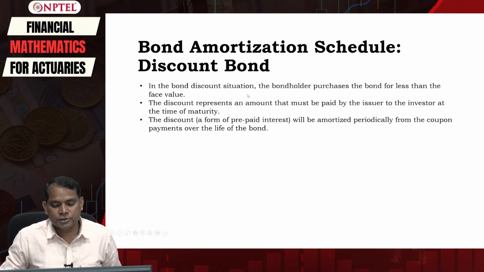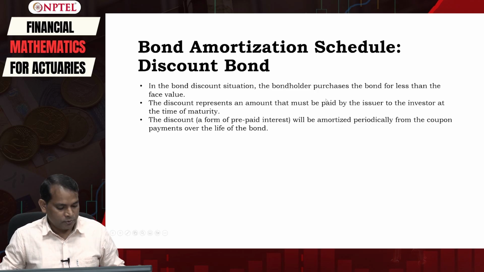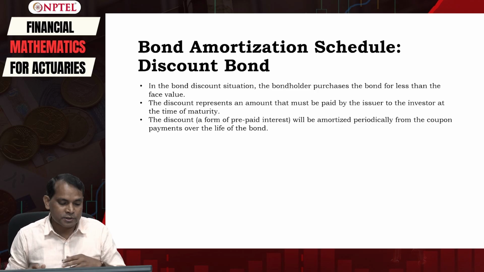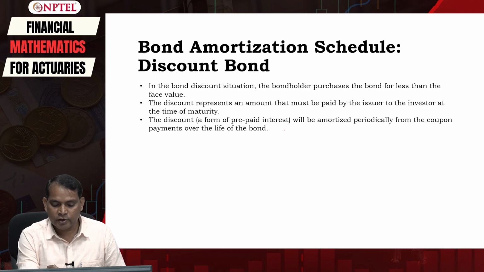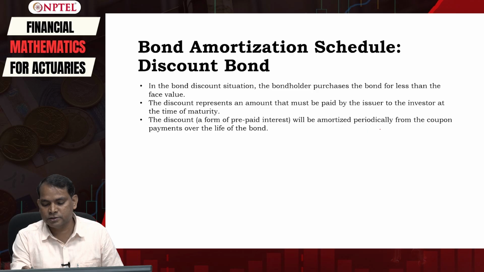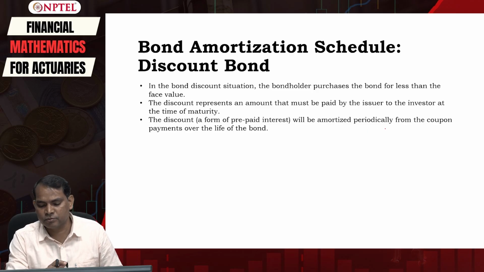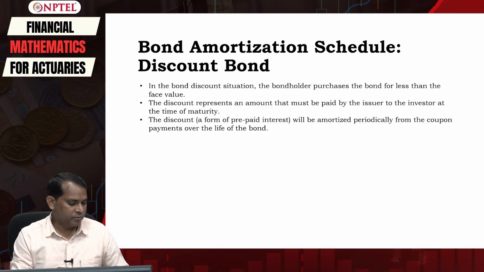In the bond discount situation, the bondholder purchases the bond for less than the face value, which we have already understood. The discount represents an amount that must be paid by the issuer to the investor at the time of maturity. So the discount, a form of prepaid interest, will be amortized periodically from the coupon payment over the life of the bond.